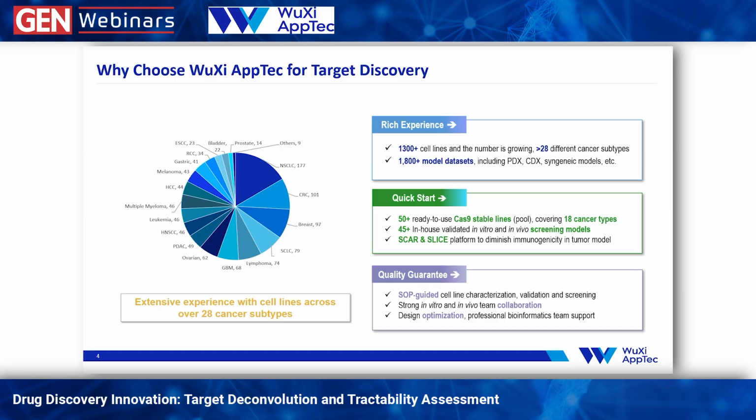Now, of course, data quality is always our first priority. So all the cell line characterizations, cell line validations, and in vivo model validations are all SOP guided, so that we can make sure, although target discovery experiments and projects are always tricky, that all the data is of high quality and delivered at high speed.